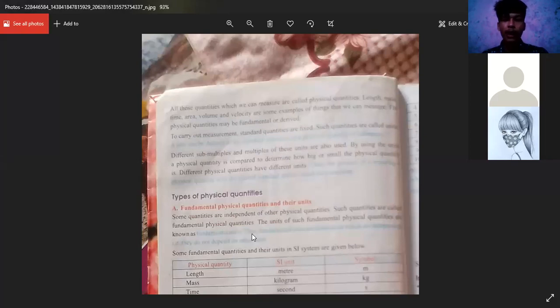Similarly, we have different types of quantity for measuring. First is length. We measure mass. We measure time. We measure area. We measure volume and velocity. These are called physical quantities. Why do you call them physical quantities? Because they can be measured. Whenever someone asks what the length is, you will tell 2 meter, 3 meter, 4 meter. Why are you telling that? Because you can measure the length.